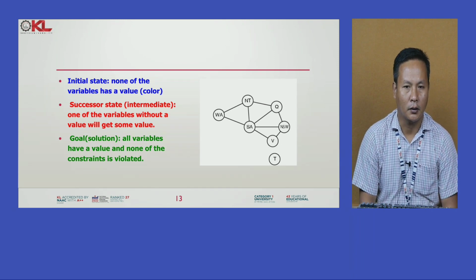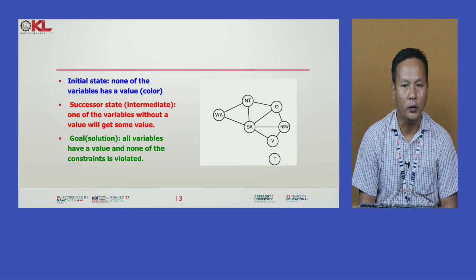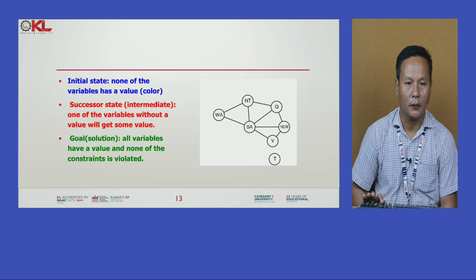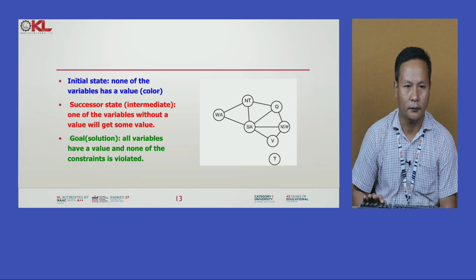Goal state, the last state. All the variables will be assigned with some values from the domain without any repetitions and without any violations. The state in which the final solution is obtained is called the goal state. Let us move to the next slide.